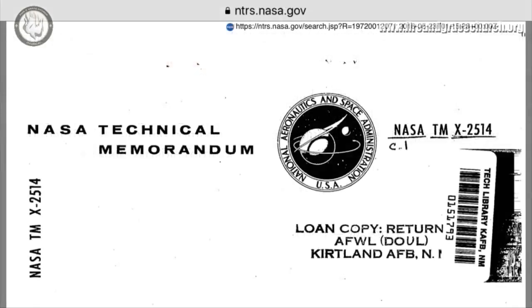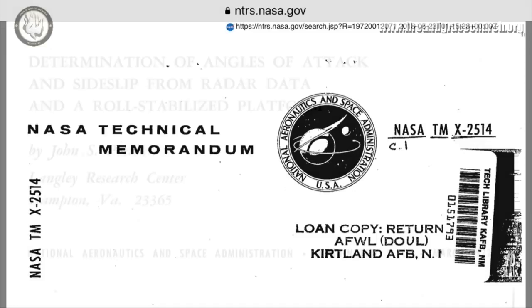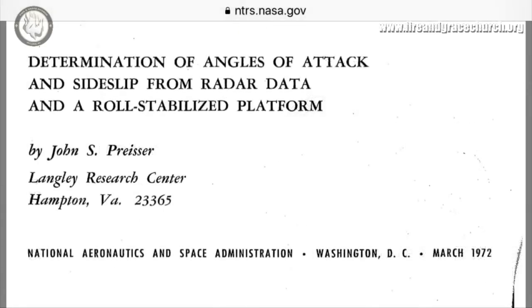Here, let's back up a little. Everybody see this? NASA technical memorandum. Where'd it come from? NASA.gov, right? Declassified. Freedom of Information Act tells you all about it. Determination of angles of attack and side slip from radar data and the roll stabilized platform. Langley researched that. What's in Langley? Virginia? Yeah, CIA headquarters, exactly.